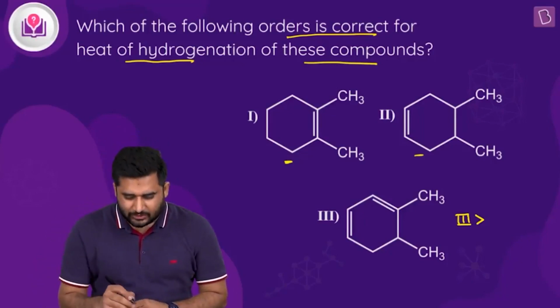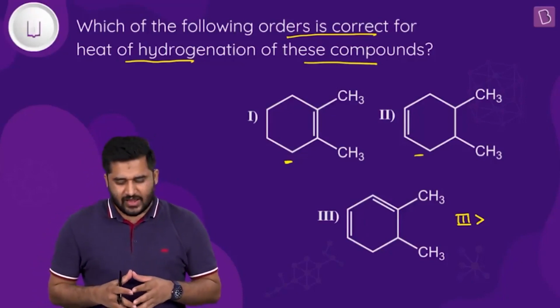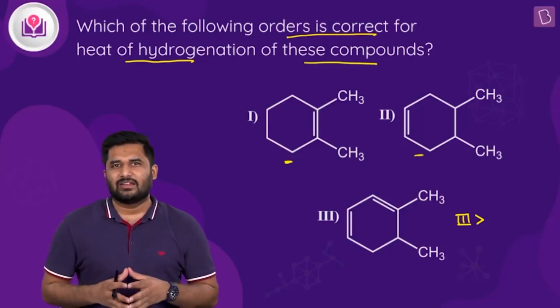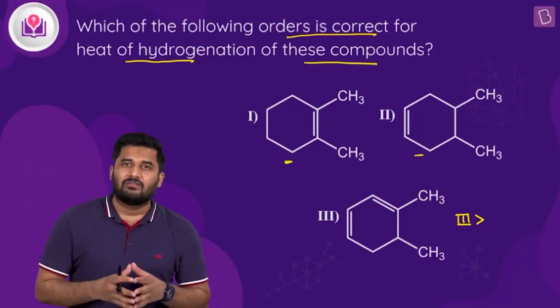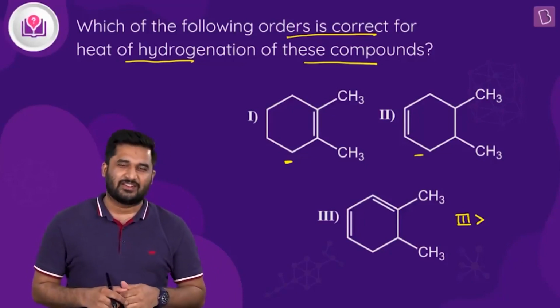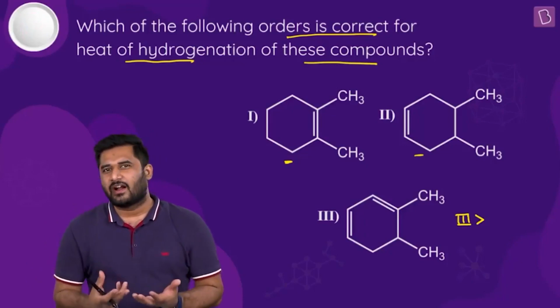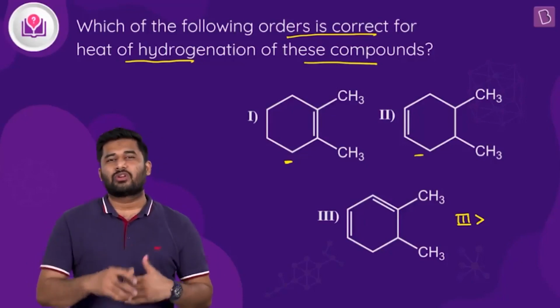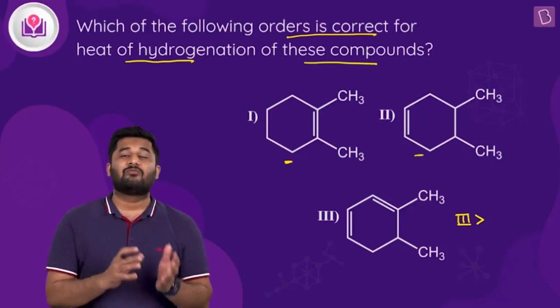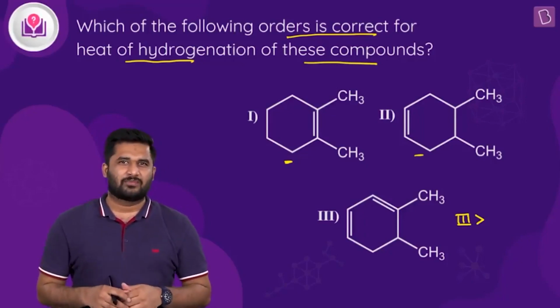Now you can see both are alkenes, in fact both are cycloalkenes, and whenever we have an alkene kind of compound, we have to look for the stability with the help of the hyperconjugation effect, isn't it? So for hyperconjugation, we know that we have to count the number of alpha hydrogens. The molecule with more alpha hydrogens will have more hyperconjugating structures and thereby more stability, isn't it? So let us count the number of alpha hydrogens.